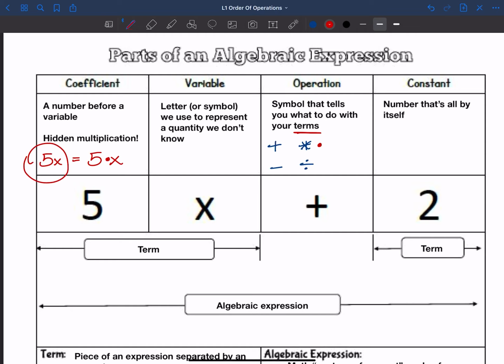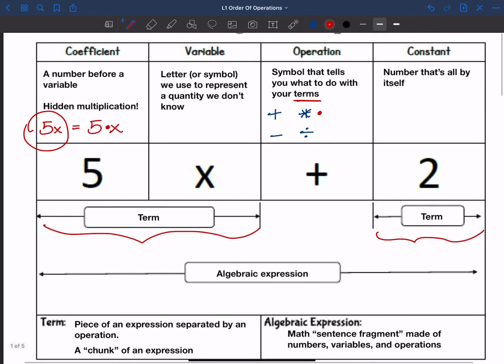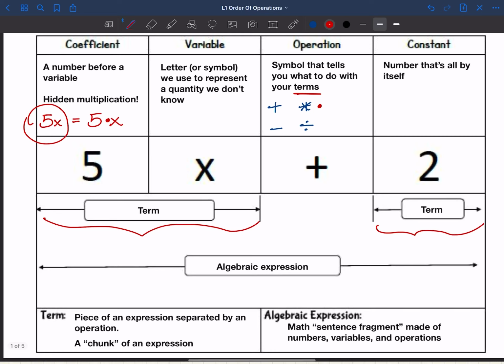So when we talk about terms, a term is just a big chunky piece. A little bit further down here, right down at the bottom of your screen right now, a term is a piece of an expression separated by an operation. You notice that I have these two terms, and then there's this operation in between them that's separating them. You can think of them as the big chunky pieces of expressions. And when we're talking about an expression, its full name is an algebraic expression. It's sort of like a math sentence fragment, if you remember what you've learned in English in the past, made of numbers, variables, and operations.